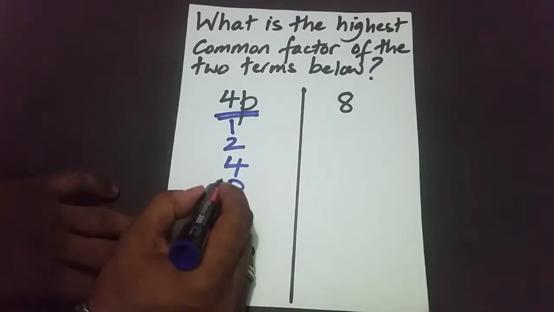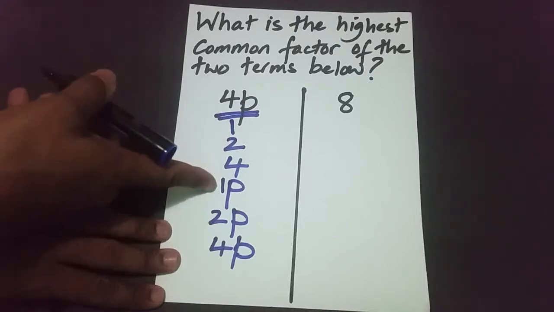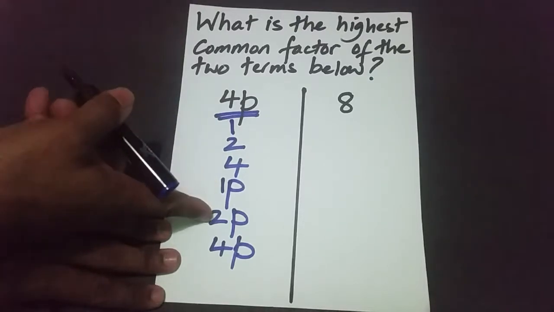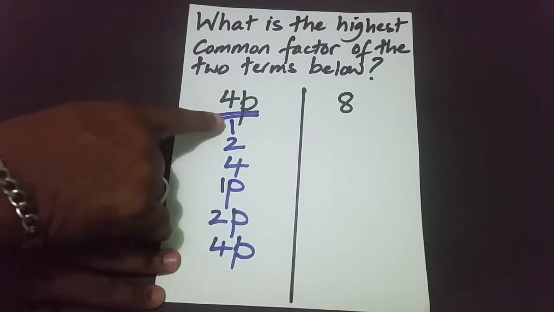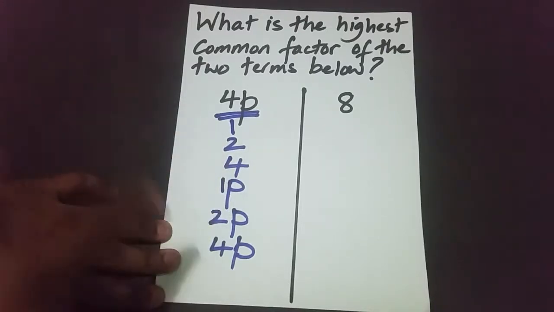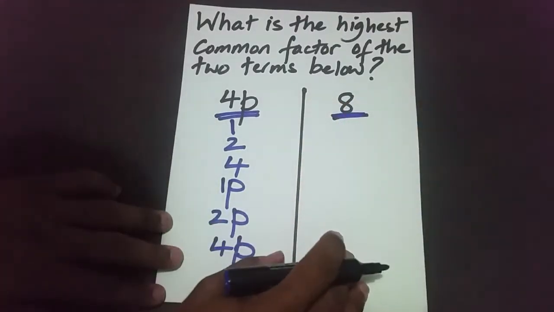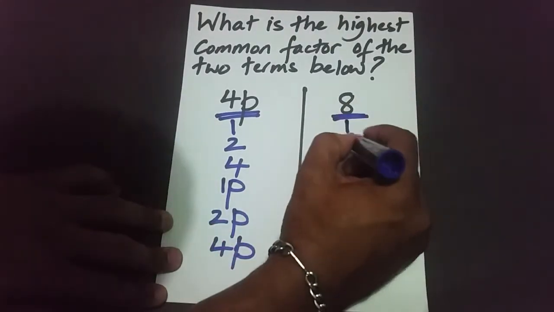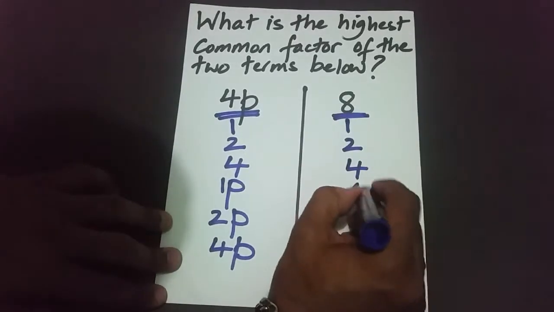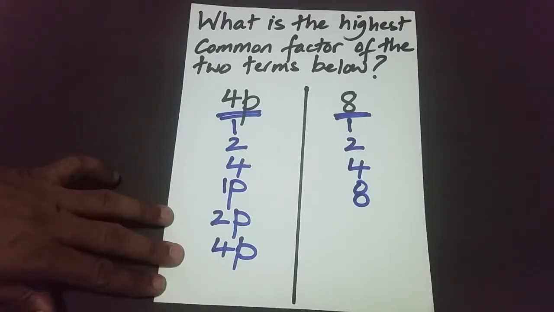So if you can look and see what is happening here, because we start with the numbers 1, 2, 4, and then the letter, and essentially it's 1p, 2p, 4p as well. So this gives us an idea what is to come in terms of the letters and the numbers in front of the letters. All right. So for 8, we have factors 1, 2, 4, and 8. So those would be essentially the factors of 8.